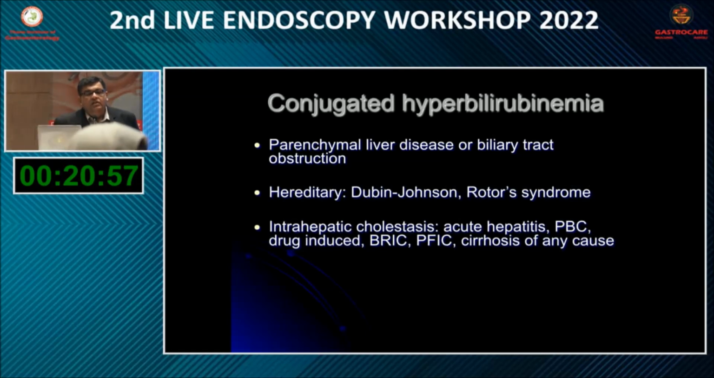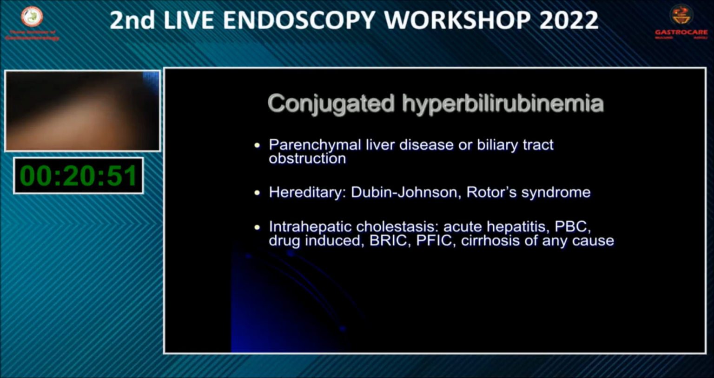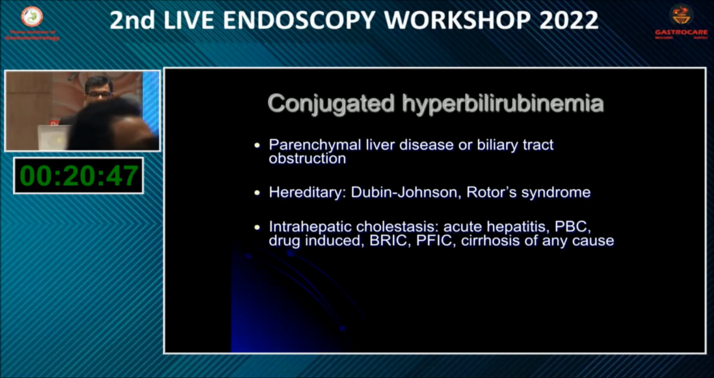Then you have patients who have got bilirubin with intrahepatic cholestasis. What does it mean? That the bile is being formed in the liver, but the bile cannot come out from the liver cells into the bile ducts. That is called intrahepatic cholestasis. So this is something which is clinically very similar to obstructive jaundice, but without any obstruction in the bile ducts.